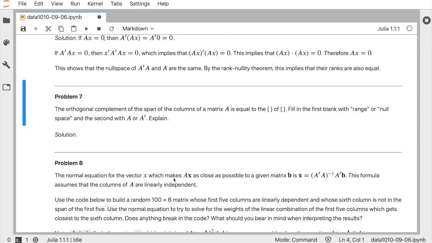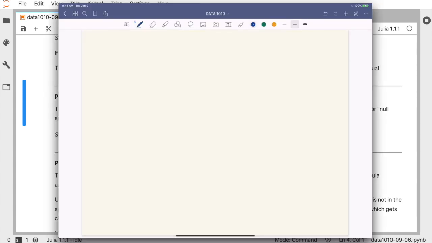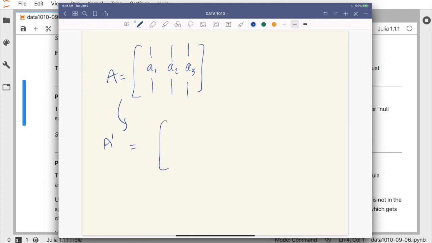Okay, problem 7. The orthogonal complement of the span of the columns of matrix A is equal to the blank of blank. So we're trying to fill in the first blank with range or null space and the second one with A or A transpose. The idea here is that we want to encode the idea of orthogonality to the columns of A. So A has some columns, let's say A1, A2, and A3. And we want to somehow represent the idea of being orthogonal to A1, A2, and A3. You can transpose A so that you turn these columns into rows.